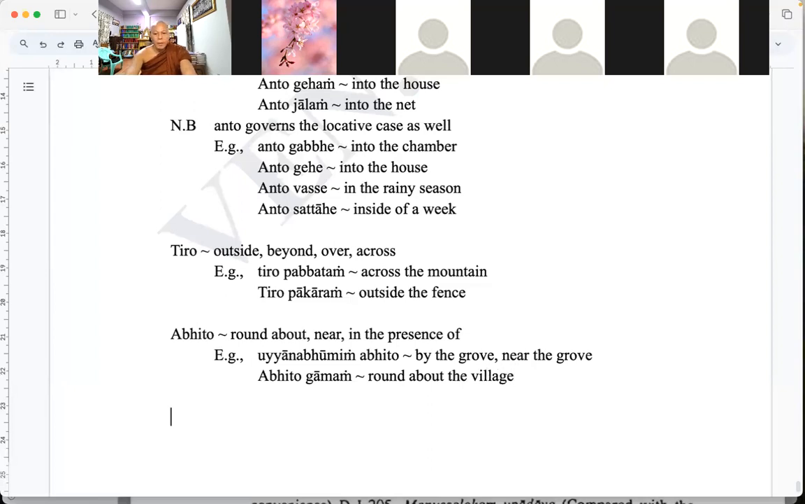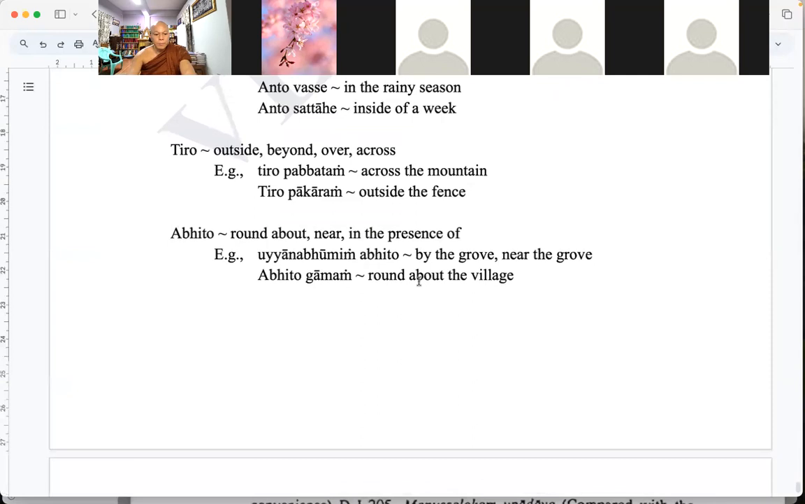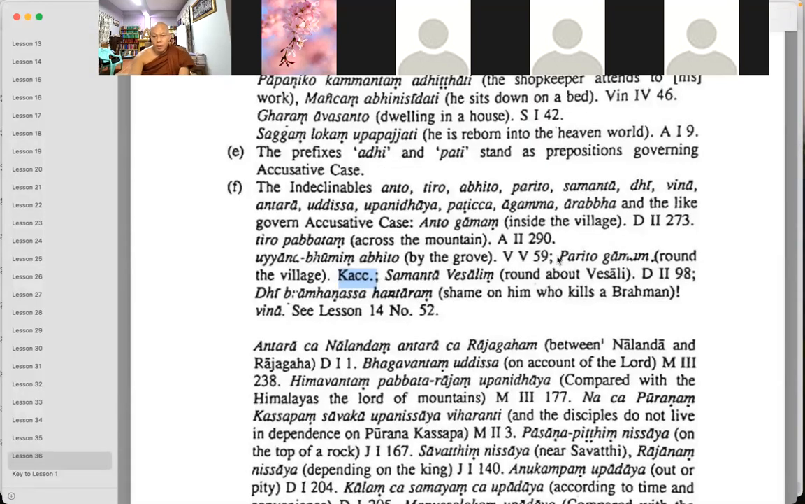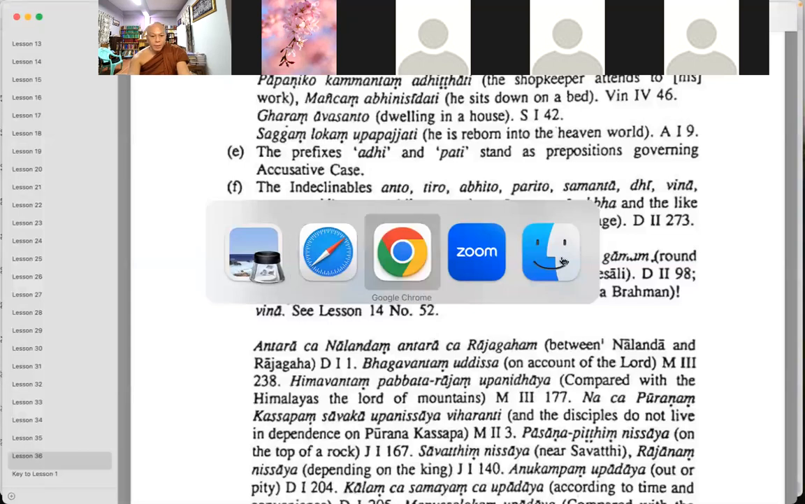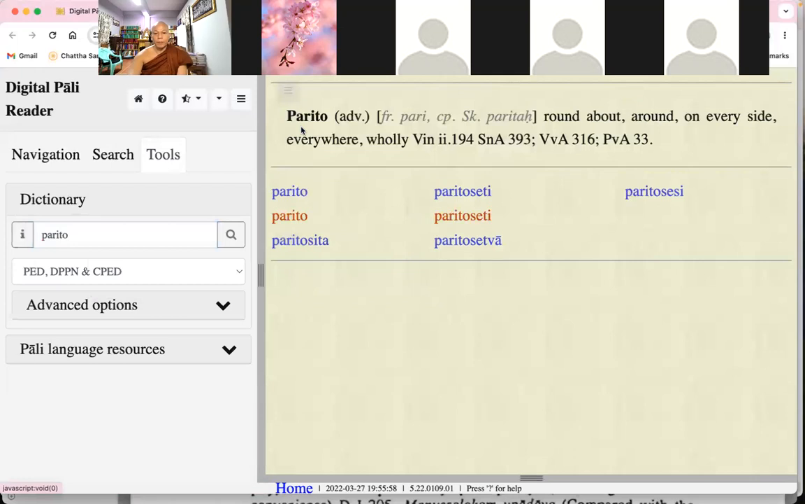Okay, in this way. And then another word is abito and burrito. So that burrito also, what is it? Burrito, only from the roundabout. Burrito can also be seen in the Gijayana, but let's see in the dictionary. Burrito is also used as an adverb: roundabout, okay, or about, or on every side, or everywhere, or wholly. So in the Vinaya, okay, let's see.